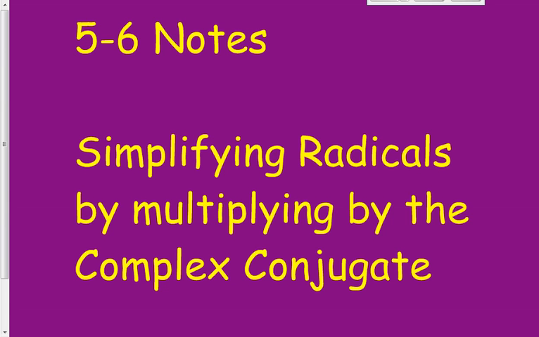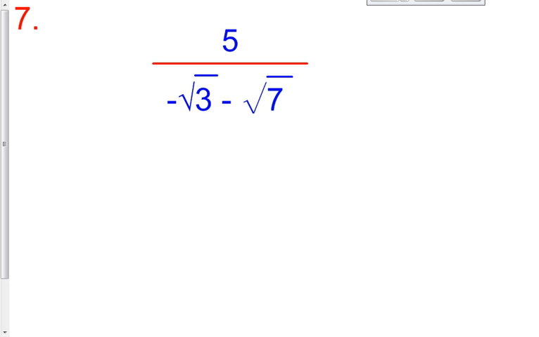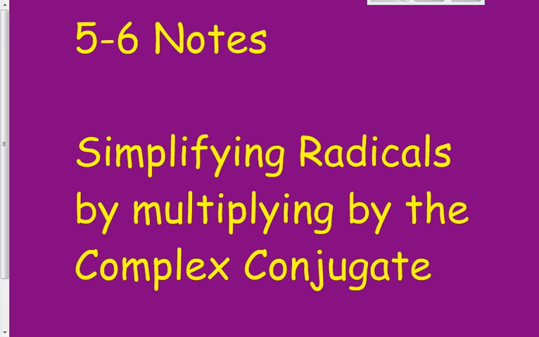What we're going to be doing today, 5.6 notes. We're going to simplify radicals just like we have been doing, but we're going to do it by multiplying by the complex conjugate. So it sounds very difficult, but it really isn't. What we do here, we have to rationalize the denominator. Is that what it said on this page?